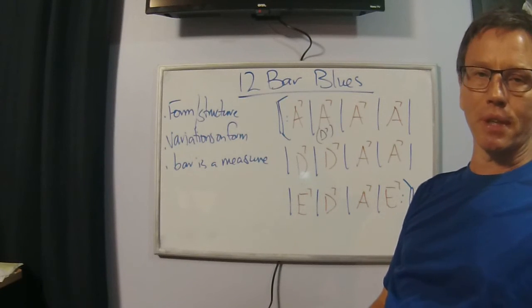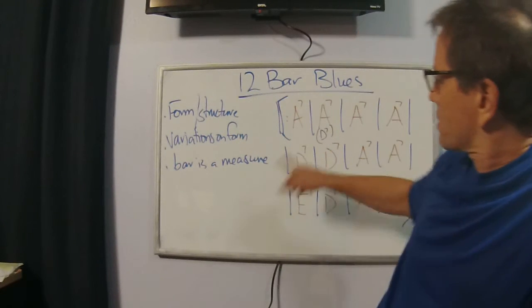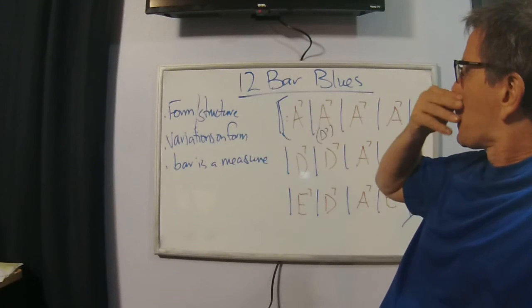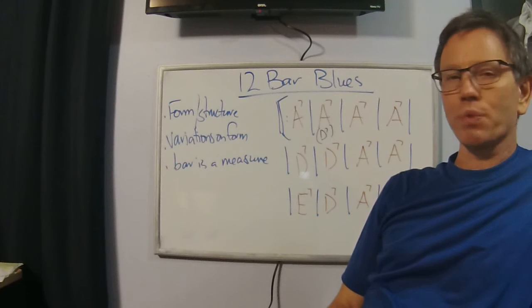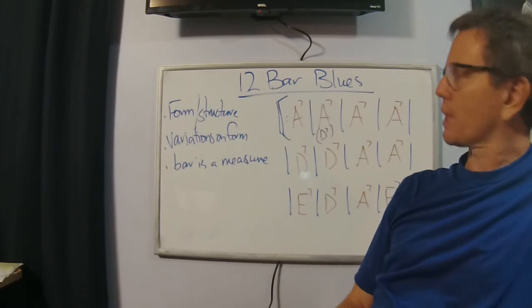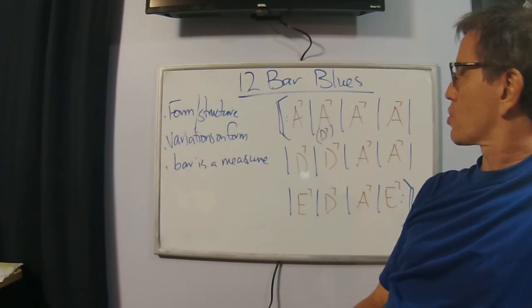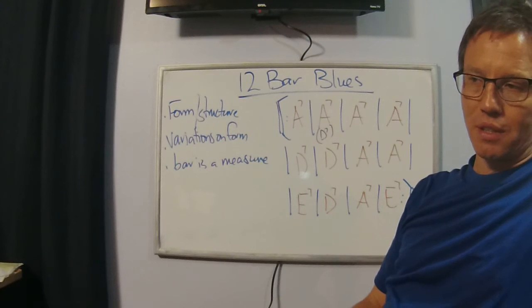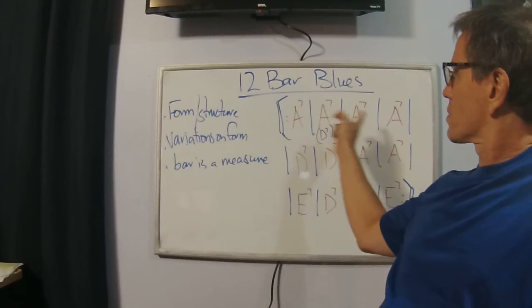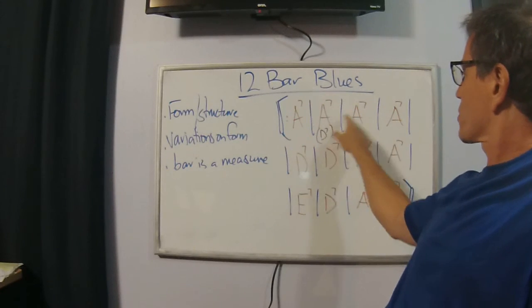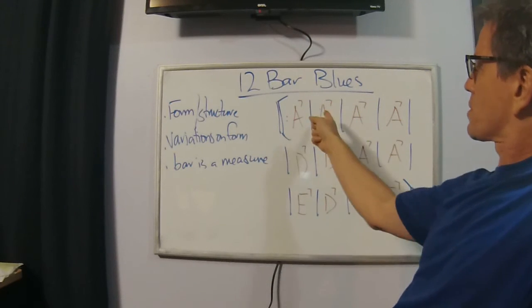This can happen in any key. I just gave A as an example. But you will hear the phrase, you'll read it. It's really common to hear 12-bar progression, 12-bar blues mentioned. This is what they're talking about. 12 measures, and then it repeats back on itself.